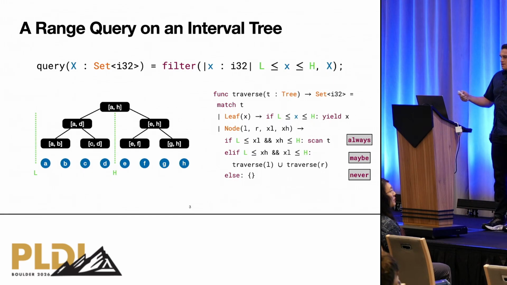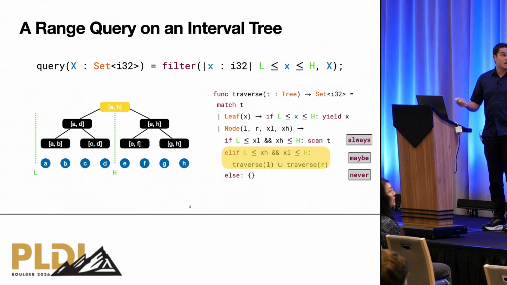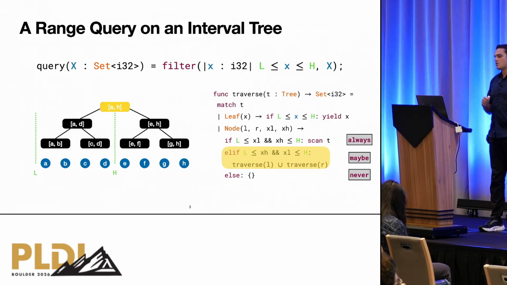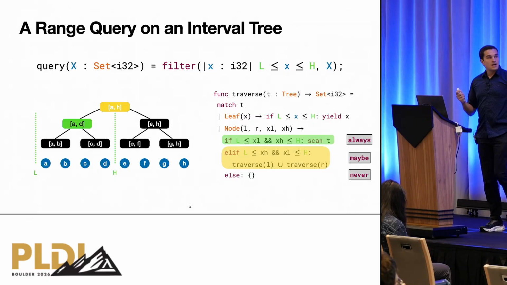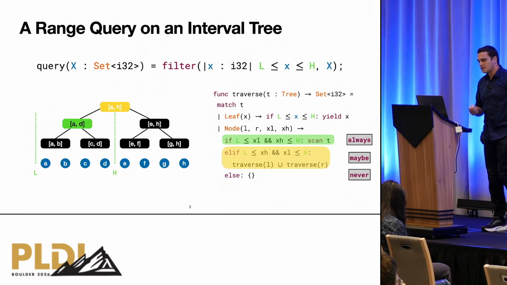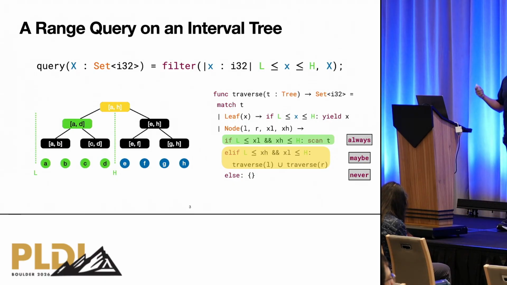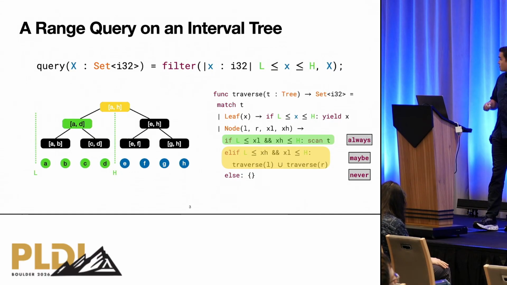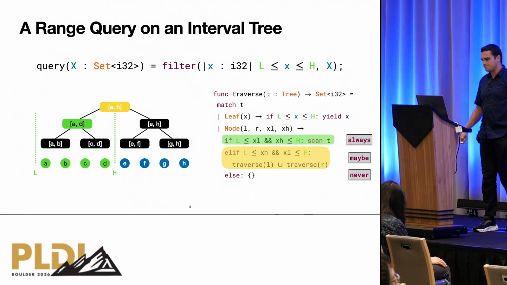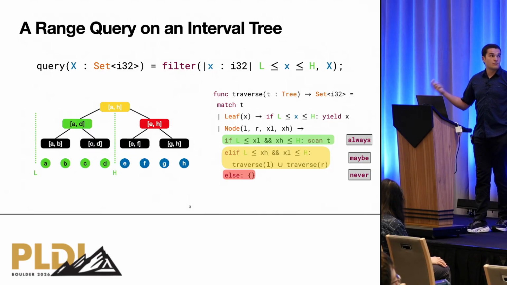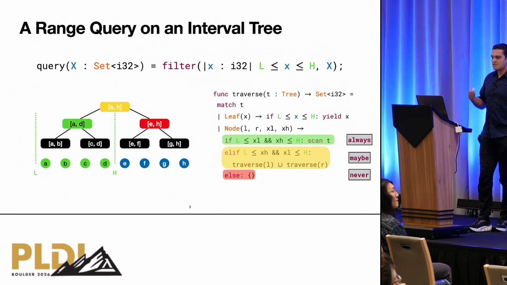For the tree on the right here, the root node lies in the maybe case. The interval at the root node overlaps with the query interval, and so we recurse into the left and the right child. The left child hits the always case. The interval is fully contained within the low to high interval. And so we can scan that subtree without needing to reevaluate the filter predicate on the left and the right subtrees of the green node. And lastly, the right subtree of the root hits the never case. This interval does not overlap at all with the query interval, and so we can prune this node.